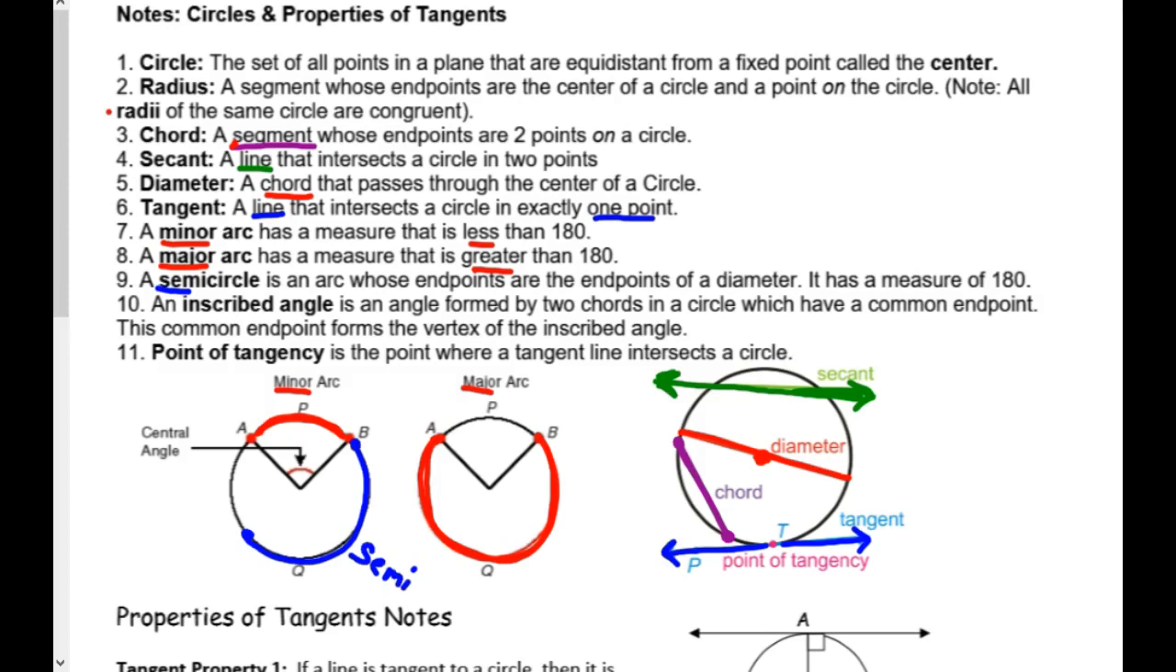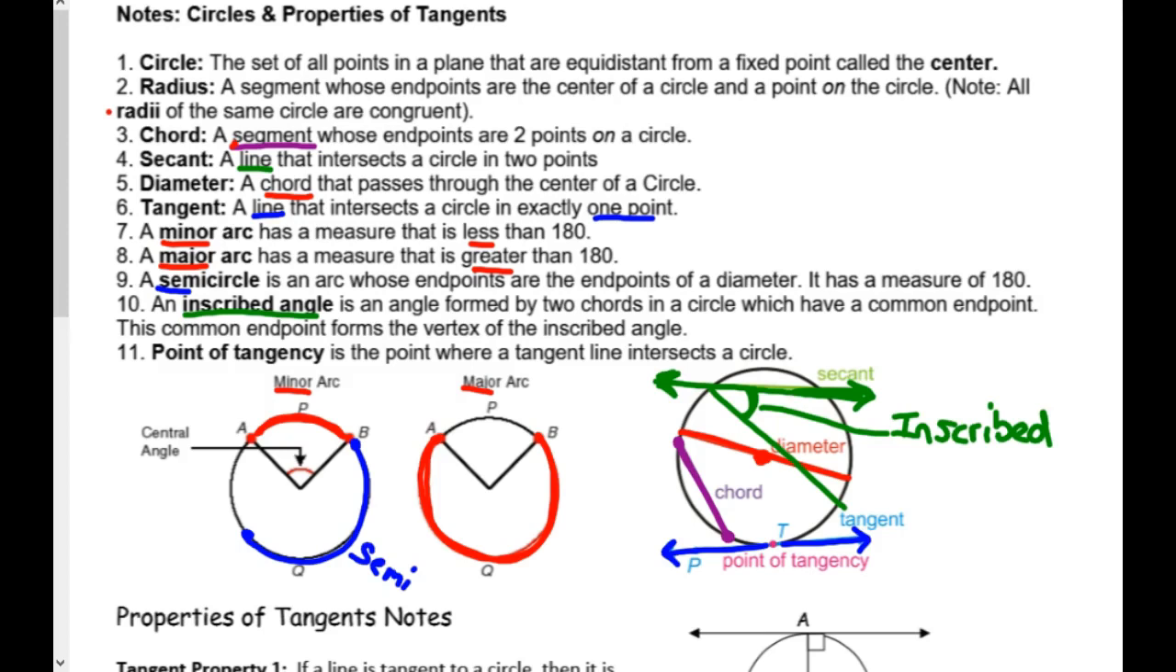All right, and then an inscribed angle, okay? So inscribed angle is an angle formed by two chords in a circle that have a common endpoint, okay? So we're going to get to describing what an inscribed angle is. Let's do it in green, I guess. Inscribed angle. It's connected by two chords. It would be something kind of like this, okay? That's inscribed. It's an angle inside of a circle, right? And the common endpoints form the vertex of an inscribed angle.